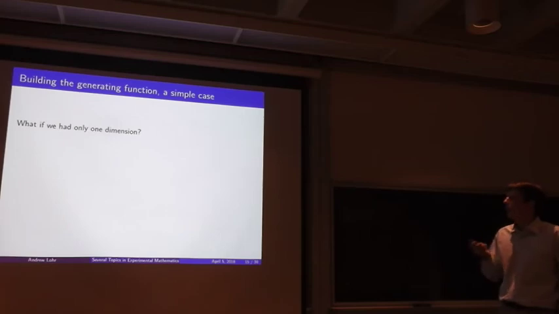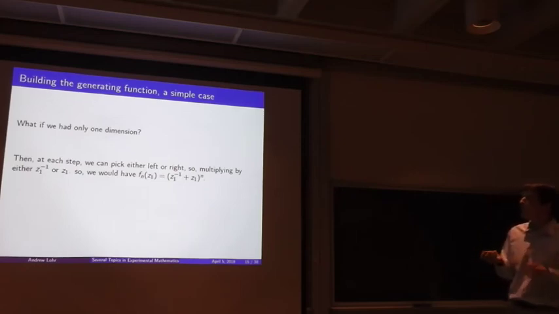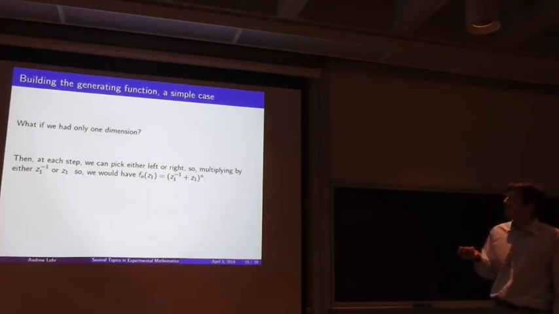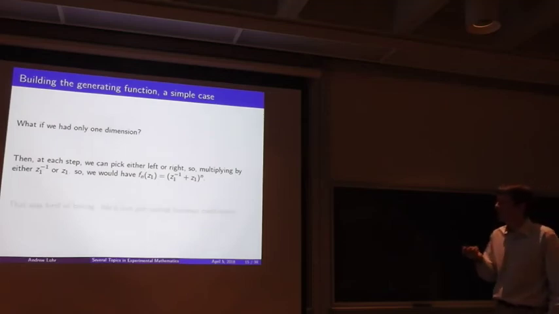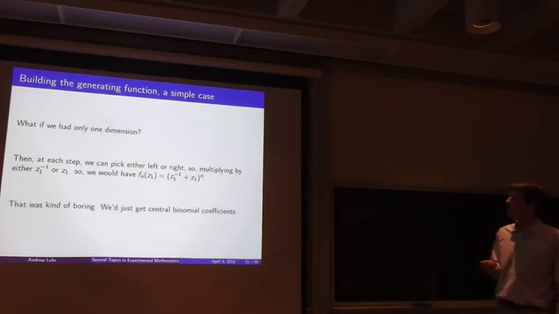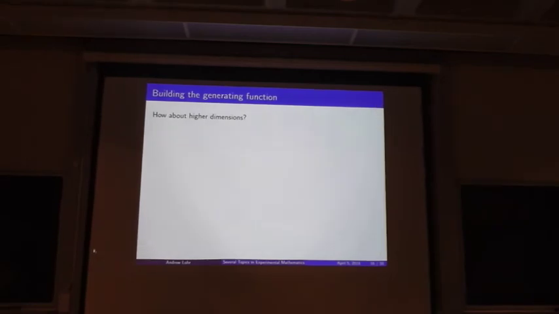Okay, as a very simple warm-up, what if we only had 1 dimension? This is an uninteresting problem because you can represent in the language of this generating function each individual step: you're either going to be decreasing your position on this 1-dimensional chessboard by 1, or increasing it by 1. Each step is independent, so it's just raised to the n. Okay, and central binomial coefficients are 2 to the n over root n, with a constant as well.